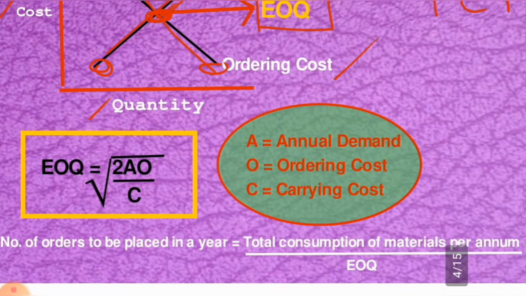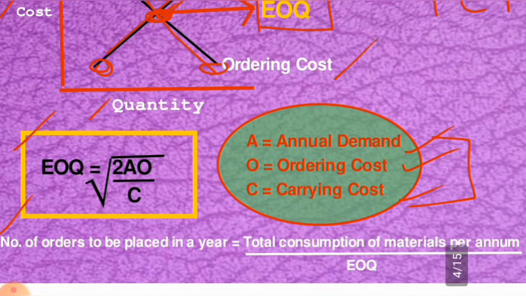Economic order quantity is equal to under root 2AO by C. What are A, O and C here? A is equal to annual demand, that is the number of units which the company is producing per year, annually. And O is ordering cost and C is carrying cost. Annual demand, ordering cost and carrying cost will be given in the question. You just have to put them in, and if they are not given, there will be some hint. I will make you understand with some questions.